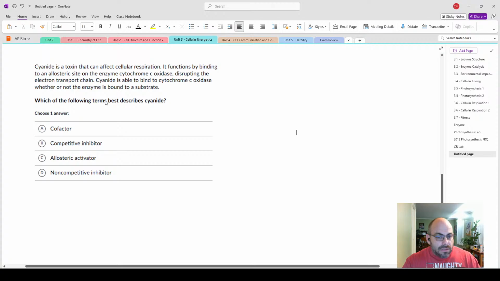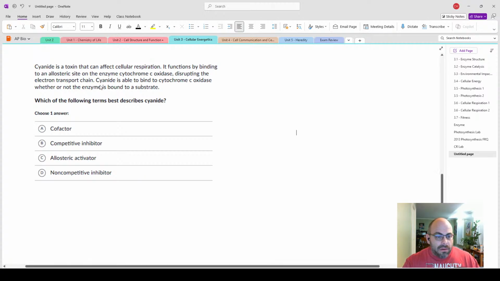Which of the following best, and I didn't need any of this, but that's just the way I'm doing it, right? Just the way I'm thinking about it. Which of the following terms best describe cyanide? It's a non-competitive inhibitor. That is what I'm going to go with.